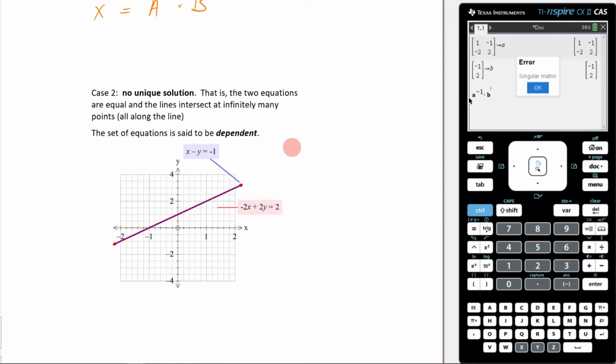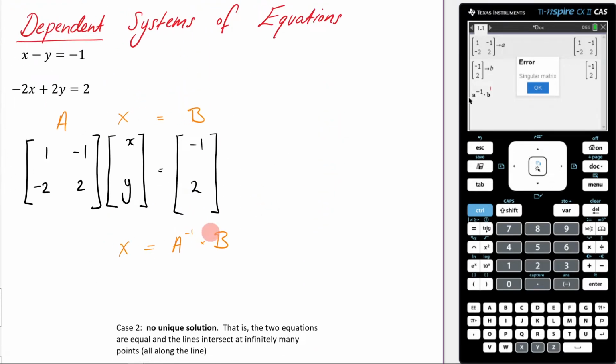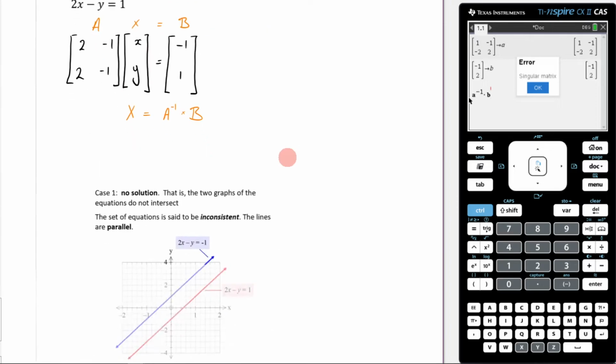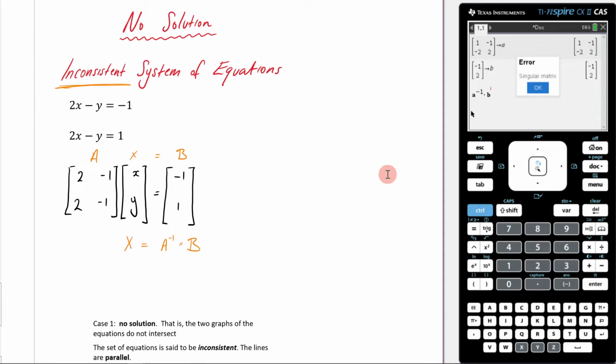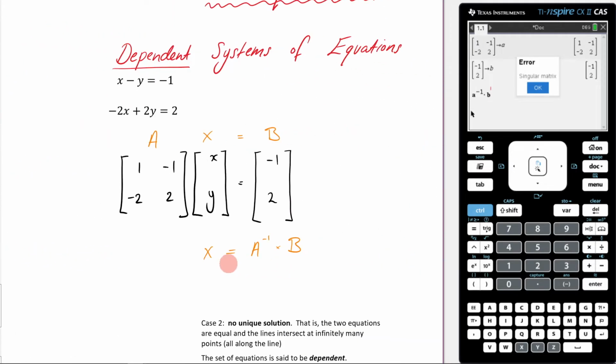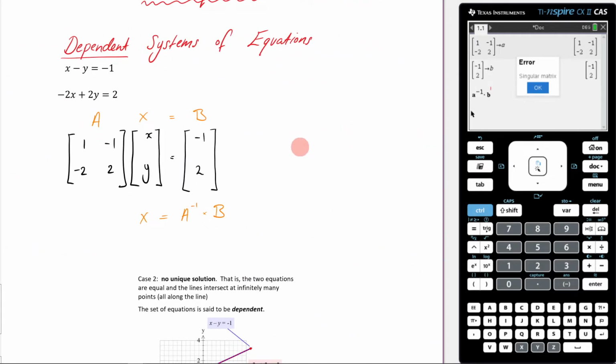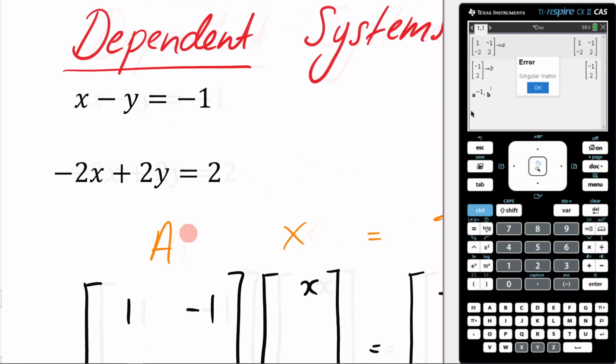How do we tell the difference between this situation and the inconsistent system of equations when they don't touch at all? Because remember, we got the same error message from our CAS calculator about a singular matrix. So how do you differentiate between having an inconsistent system of equations and a dependent system of equations? Well, what you have to do is look at your initial equations that you were given and realize that these two lines are the same, because if you were to multiply each of these terms by the same thing, you're going to get this one.